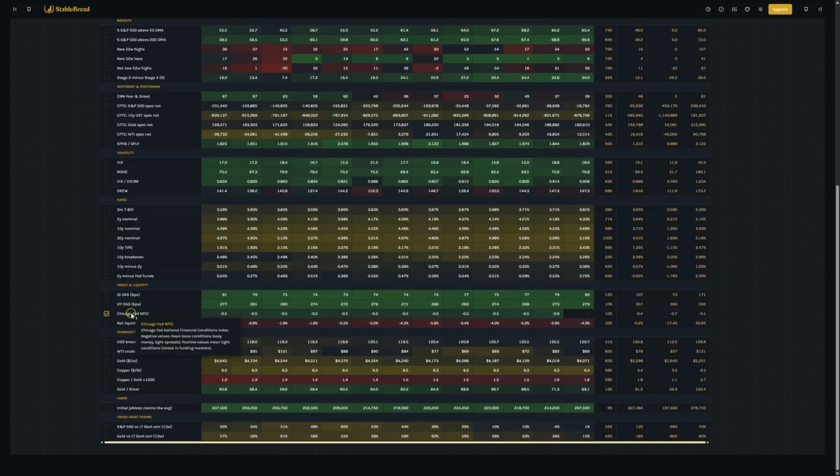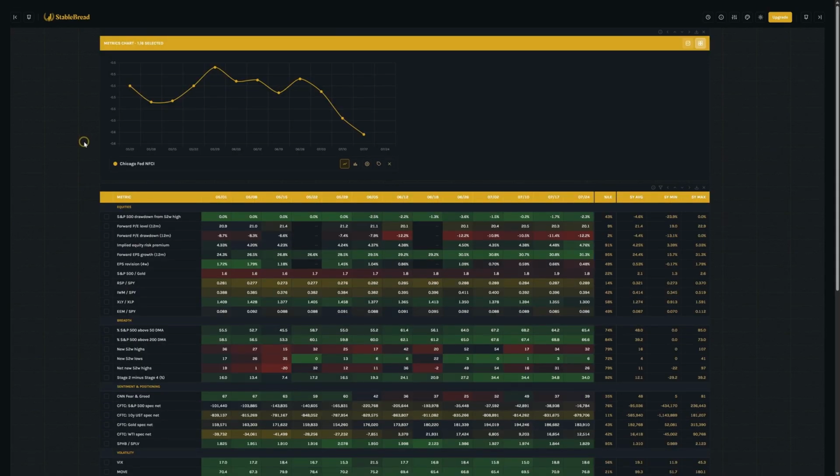It's the National Financial Conditions Index. And what this index does is it condenses more than 100 measures of US financial conditions into one number. If it is negative, as it has been, that means that conditions are loose and money is cheap. Positive means things are tight and there's more stress in the system.